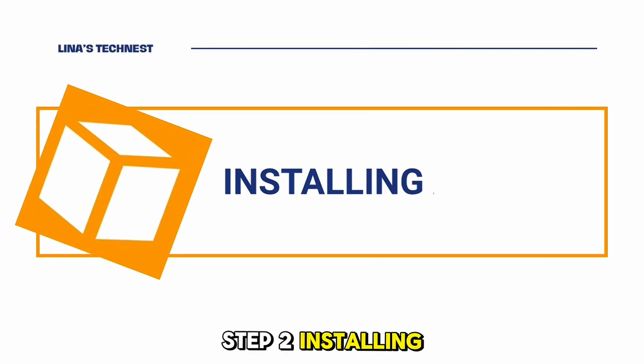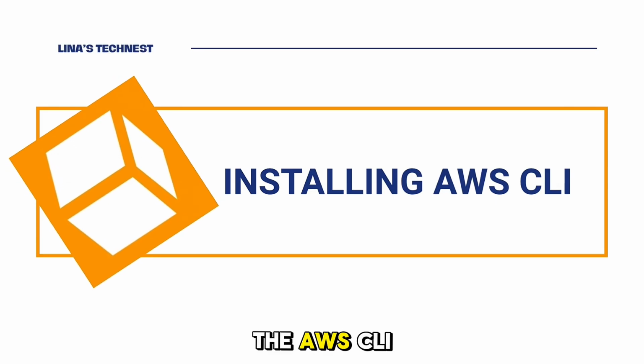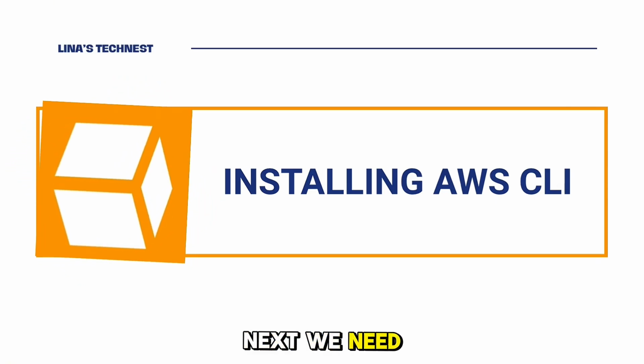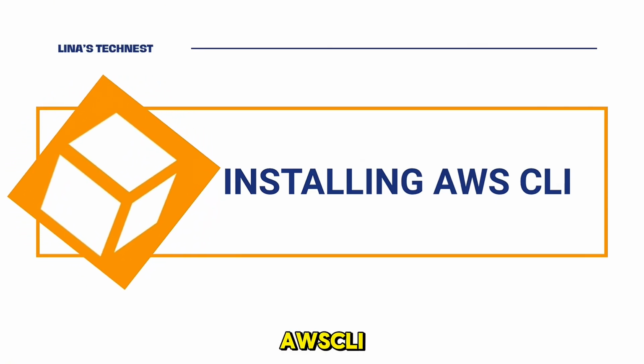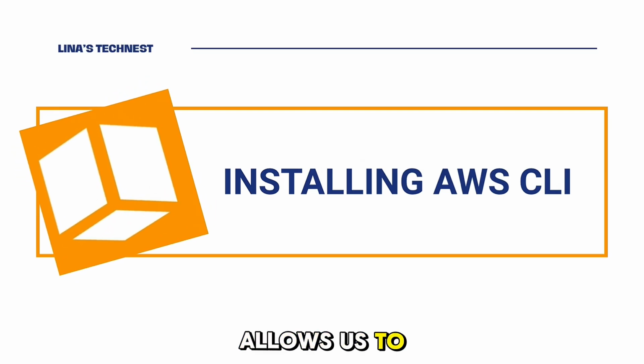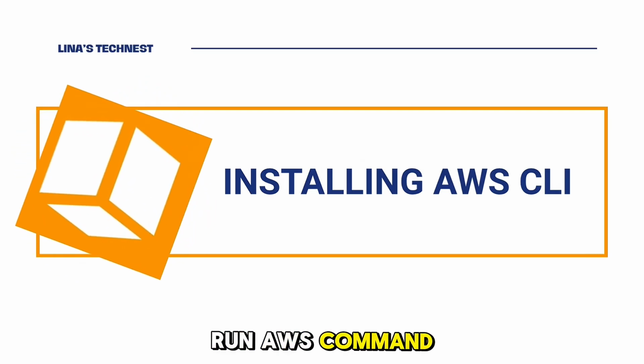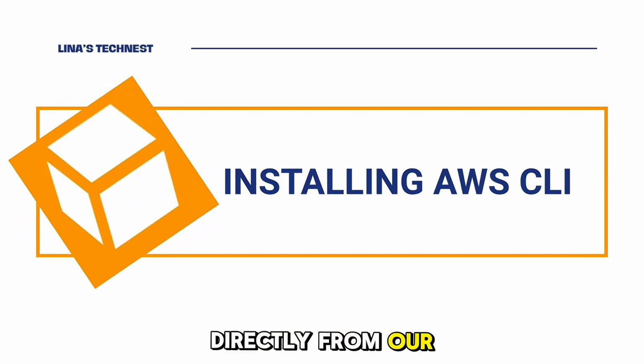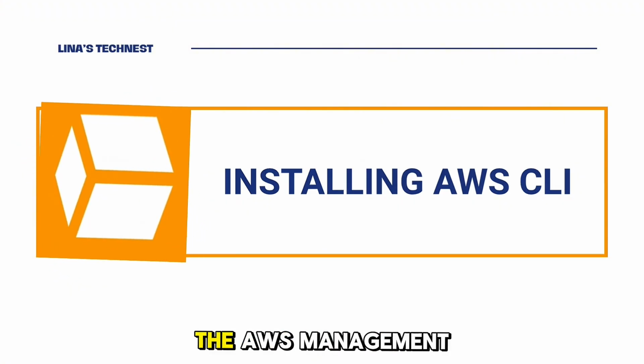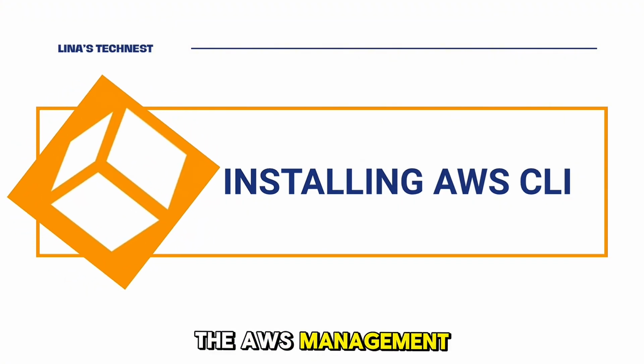Step 2. Installing the AWS CLI. Next, we need to install the AWS CLI. This tool allows us to run AWS commands directly from our terminal instead of using the AWS management console.